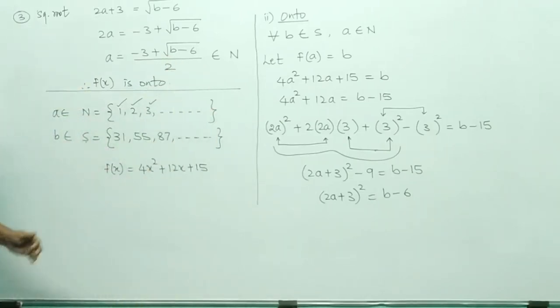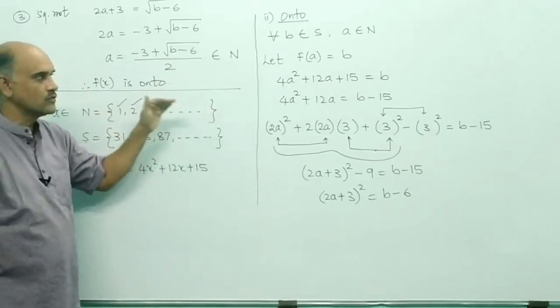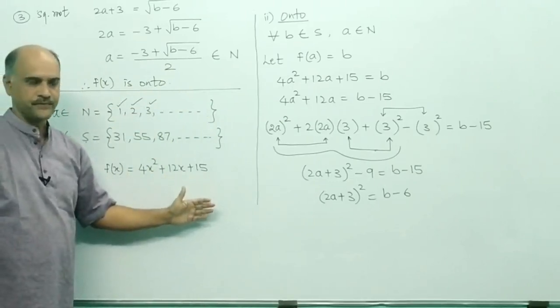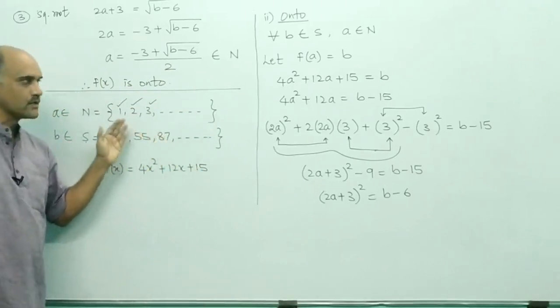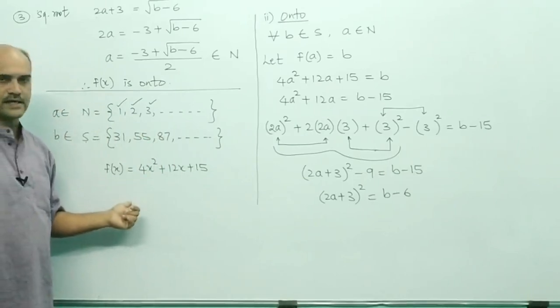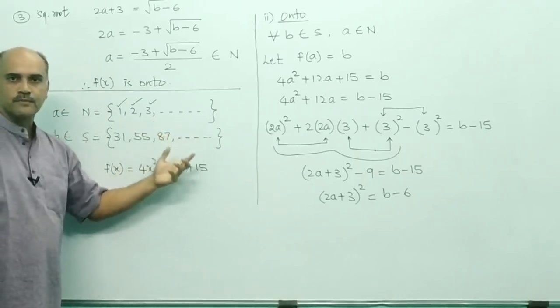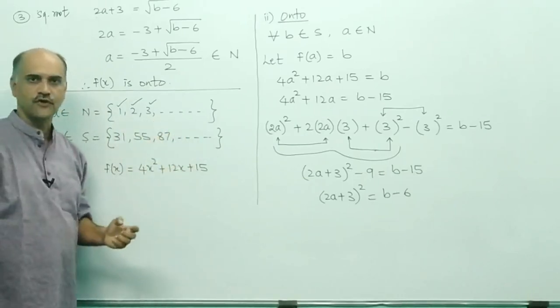So if a function is both one-one and onto, we say it is bijective. Clear, students? So you can go through these problems once again, so that you will be perfect in this first question of 5 marks.